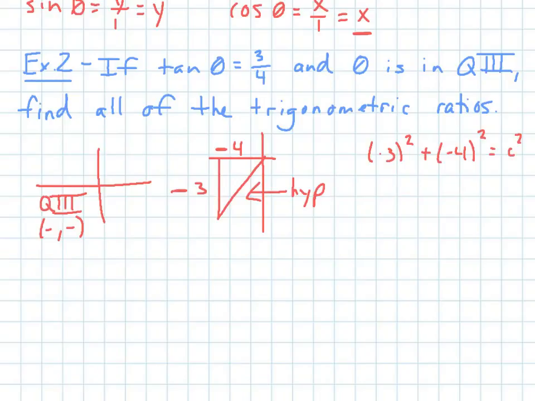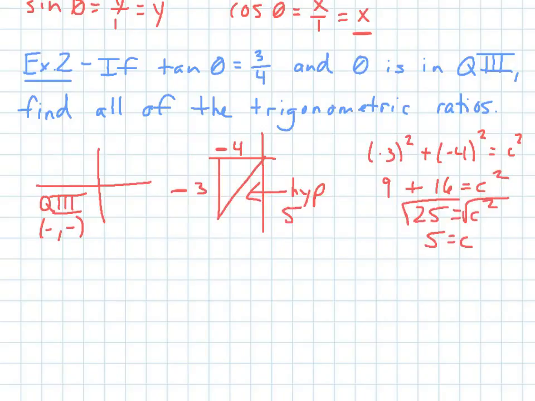Doesn't matter what you use. You could say r squared as well. So then negative 3 squared is 9, plus negative 4 squared is 16, gives me 25. Square root, it gives me 5. Okay, so this value, my hypotenuse, is 5. Now that one's always positive, so you don't have to worry about changing it.